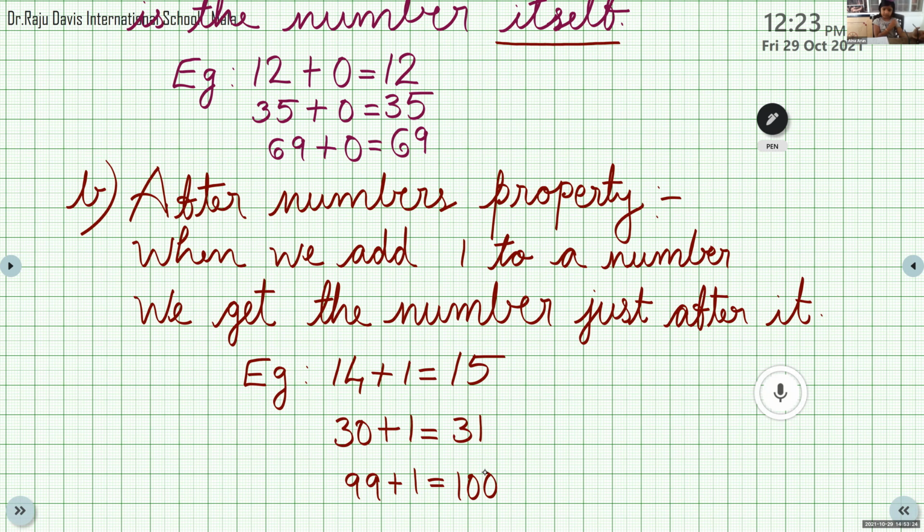Then I'm going to write the third point, that is commutative property.